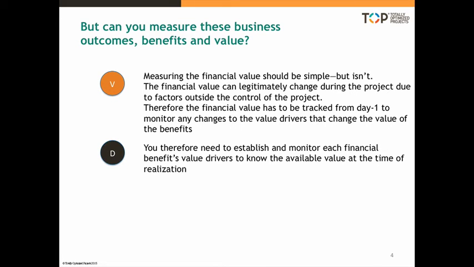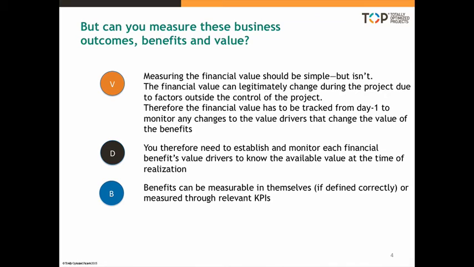So we need to have another measure here, that we need to establish and monitor each financial benefit's value drivers to know the available value at the time of realization. We may have set out to achieve benefits of 42 million, but if only 26 were still available, that's what we've got to target and make sure we fully deliver. Benefits can be measurable in themselves if defined correctly, and unfortunately too often they are not. They're just a list of hopefully beneficial type terms, or can be measured through relevant KPIs that measure the change and therefore the improvement in the results.